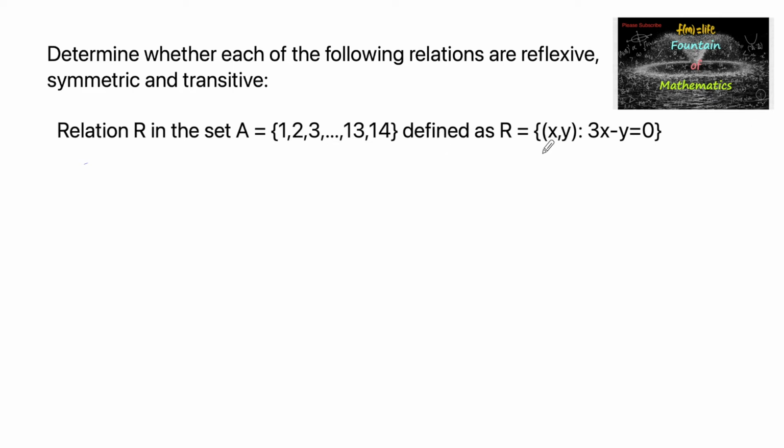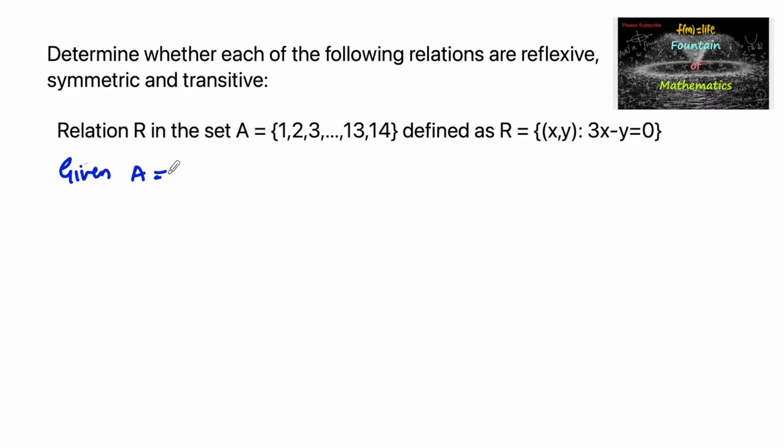Determine whether the following relation is reflexive, symmetric, and transitive. Relation R in the set A = {1, 2, 3, ..., 13, 14} is defined as R = {(x, y) such that 3x - y = 0}.